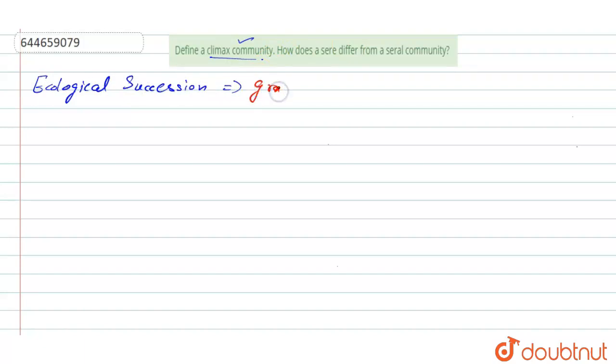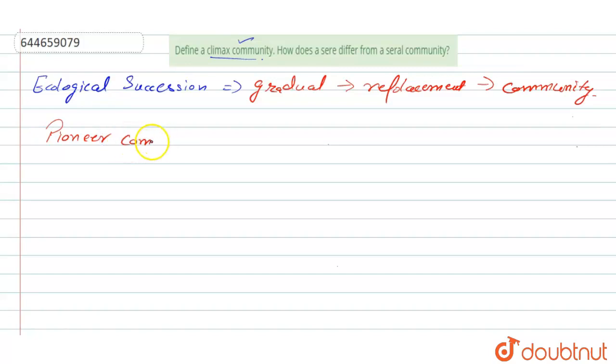It is the gradual replacement of a community by other communities. In ecological succession, the first community which establishes itself in any area is termed the pioneer community. This pioneer community is then followed by a series of communities which we call seral communities, and these seral communities are then followed by a stable community called the climax community.